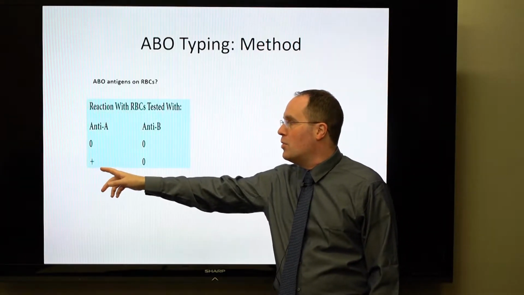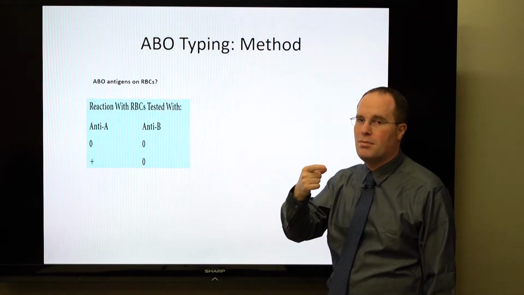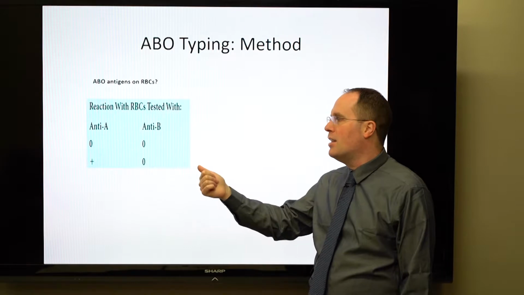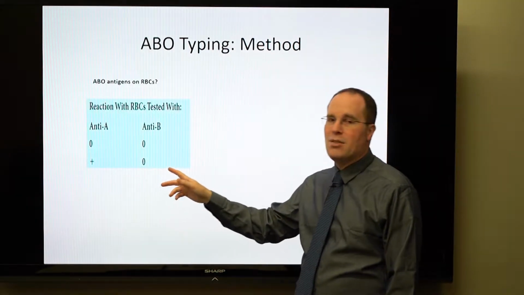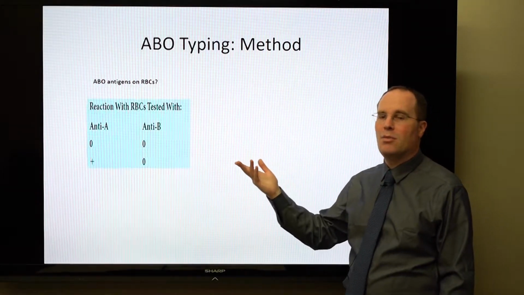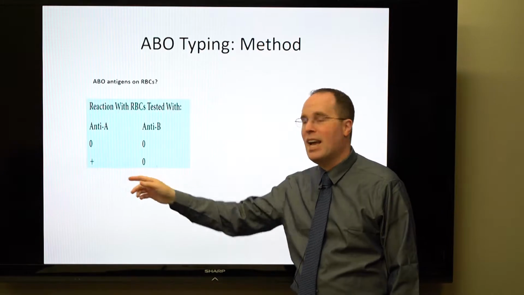Furthermore, if we do testing with anti-A and patient red cells and that's positive, if we see agglutination, that's a good signal the patient has the A antigen. And if it happens to be negative with anti-B reagent, then we could deduce the patient is type A. It's type A because they have the A antigen and not the B.